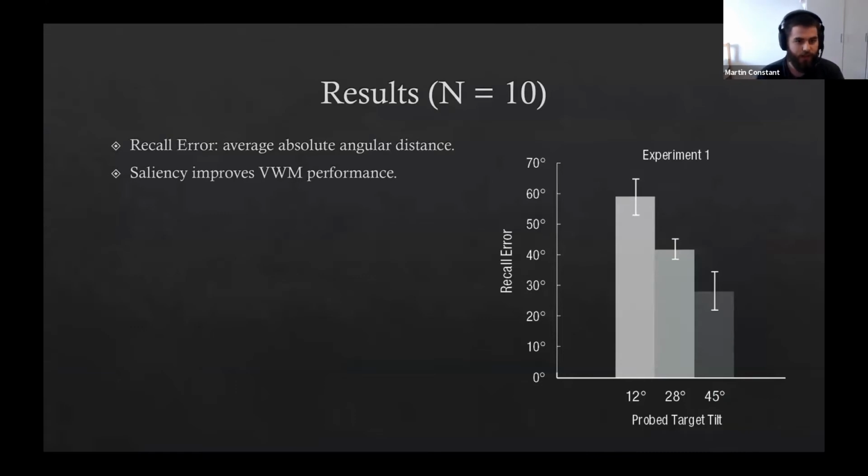We find an effect of saliency for visual working memory performance. Here we have the recall error on the y-axis, measured in average absolute angular distance. So we see here that there's an average of 60 degrees on the color wheel of distance between the target color and what the participant responded for the 12 degree bars. And it goes down to 30 degrees, more or less, for the most tilted. So saliency does improve visual working memory performance.